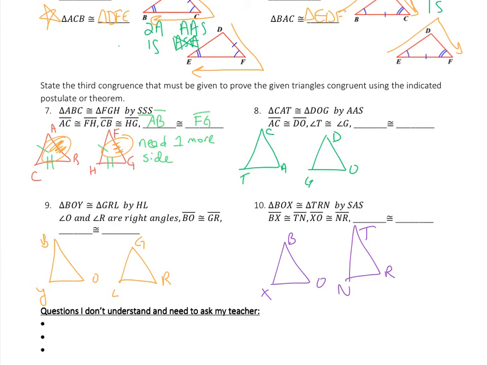On number 8, again, we want to put our measurements in our picture. So AC, or CA, is congruent to DO. Next, our angle T would be congruent to our angle G. And we need 2 angles and 1 side. But we have 1 of each so far, so we are missing 1 angle. Now on this one, there's actually two different answers because we could use angle A is congruent to angle O, and that would also work. Or if I say that angle C is congruent to angle D, that would also work.